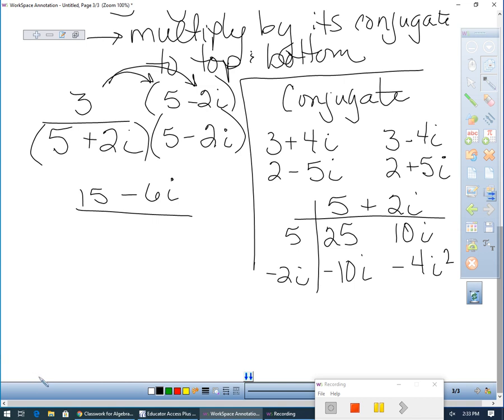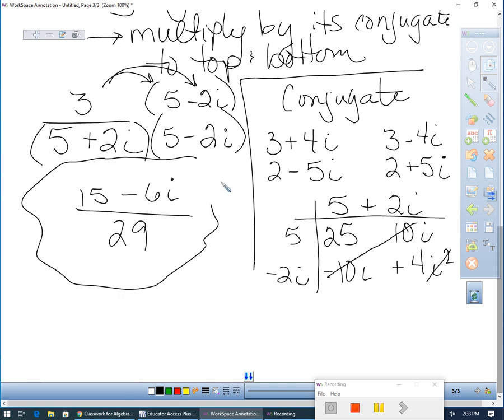And again, we cross out that I squared and do what? Make it a +4. What do you notice about this diagonal with the I's? They cancel. When you multiply by the conjugate, that happens every single time. So what do we have left? 25 plus 4 is 29. So this is your final answer.